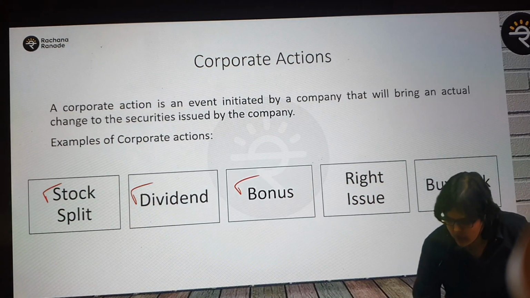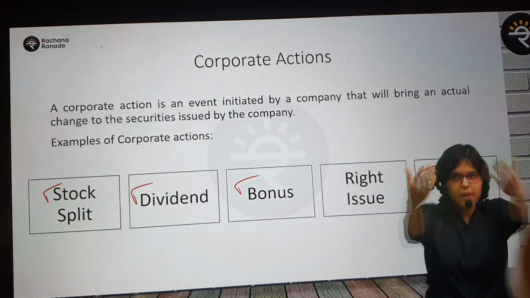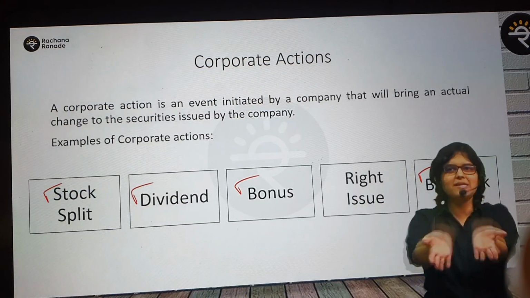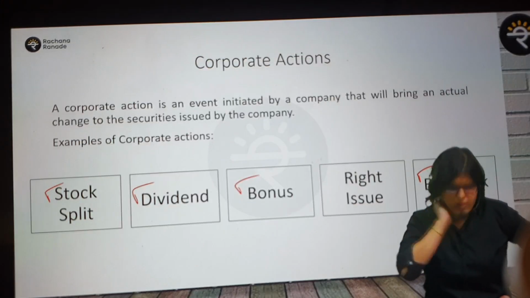Okay. So we will talk about rights issue. Before that, we'll talk about buyback first. What is a buyback? The word itself says it. Can I say it is exactly the opposite of issue? Issue means the company sells its shares. Buyback means the company buys back its own shares. Simple. Correct.